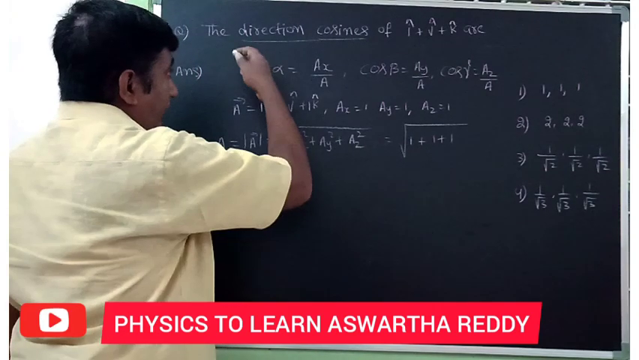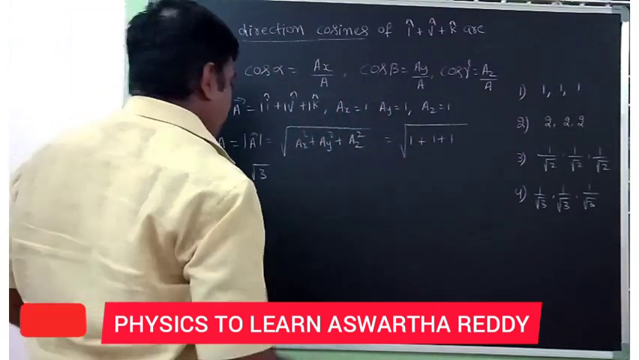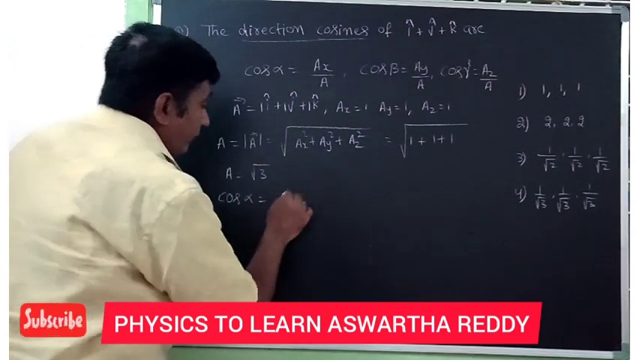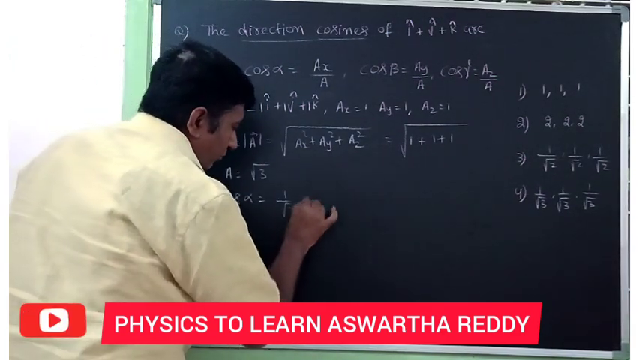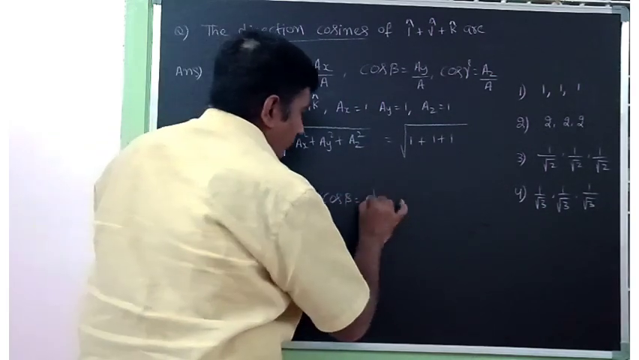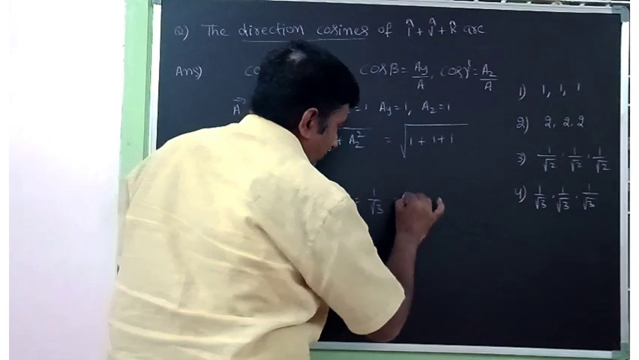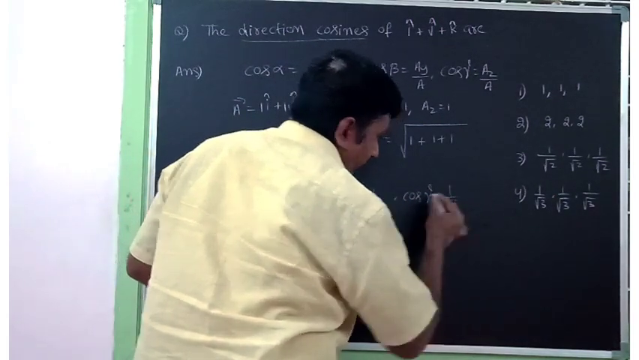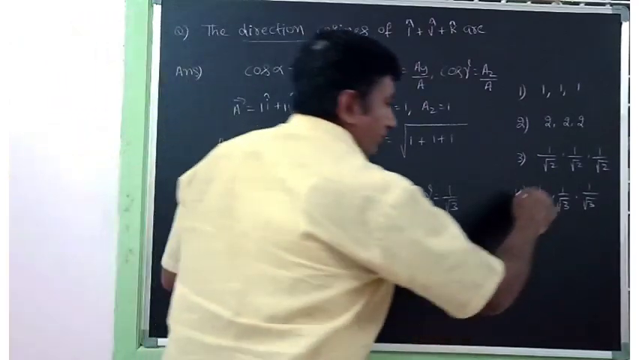They are asked to find the direction cosines cos alpha, cos beta, cos gamma. So cos alpha is equal to ax by a, which is 1 by root 3. Next, cos beta is equal to 1 by root 3. And then cos gamma is equal to 1 by root 3. So that is the answer.